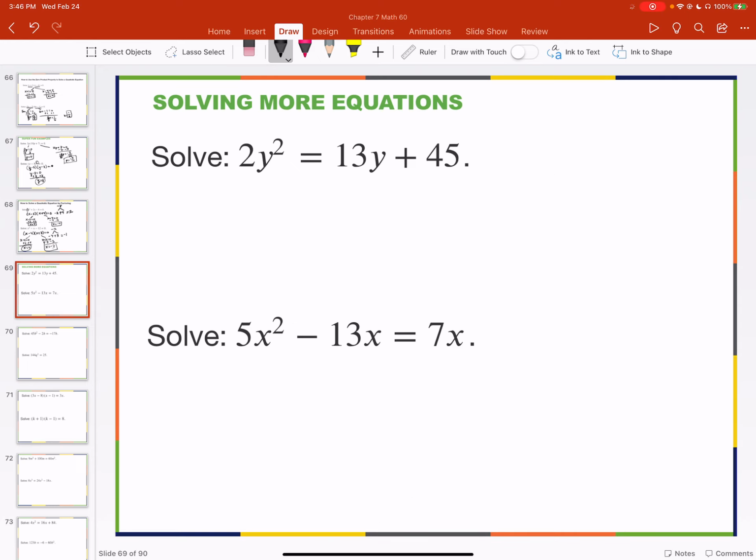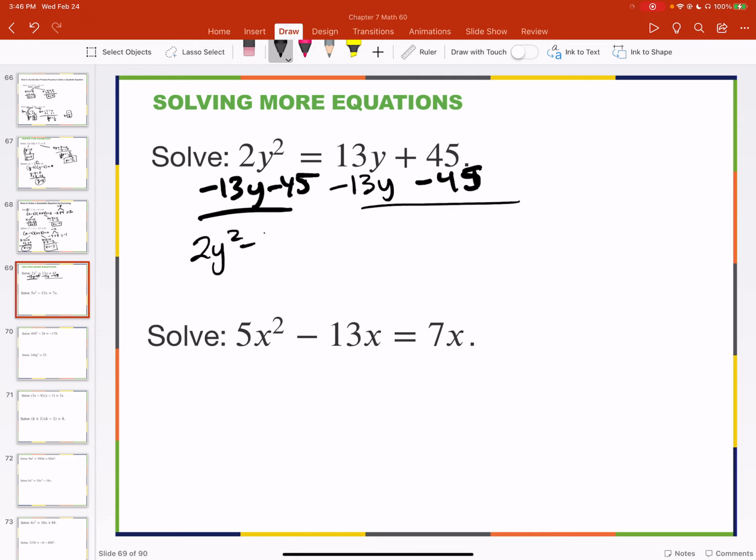Now these ones, they're not in the form ax squared plus bx plus c is equal to 0, right? So we need to move it so that it is. So let's subtract 13y from both sides, and 45. Now on the left-hand side we have 2y squared minus 13y minus 45, and on the right-hand side we have 0.